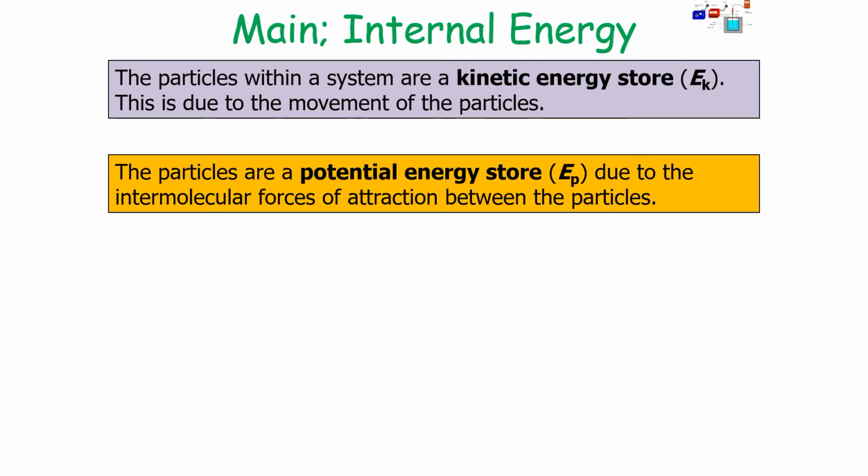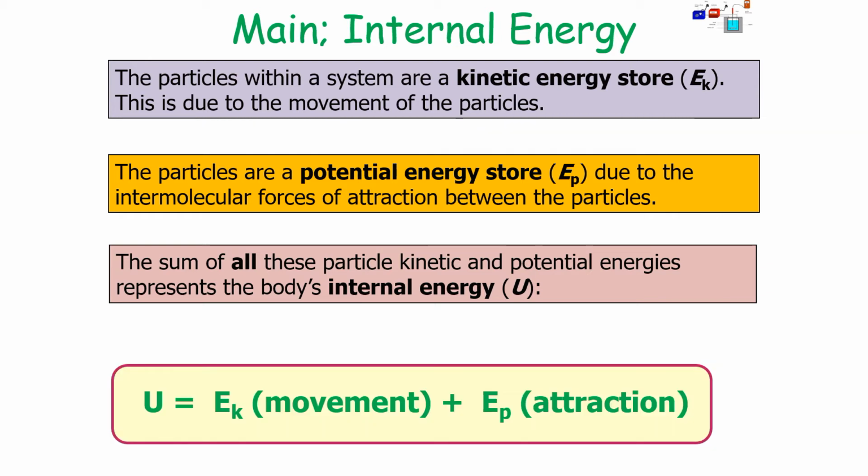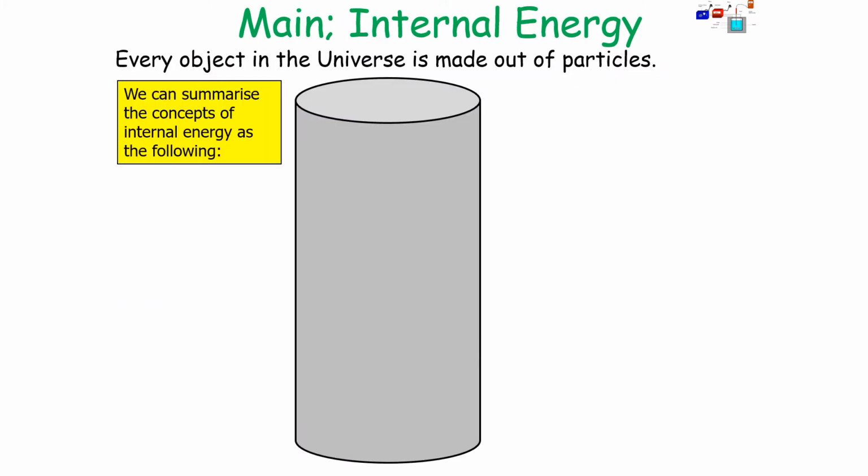So the particles within a system are a kinetic energy store, which is due to the fact that they are constantly moving or vibrating. The particles are also a potential energy store due to the intermolecular forces of attraction between the particles. The sum of all these particle kinetic energy stores and potential energy stores represent the body's internal energy, which is equal to the total kinetic energy plus the total potential energy.